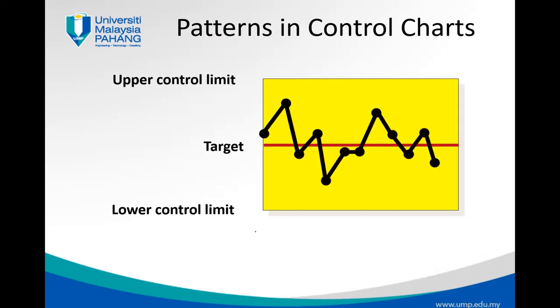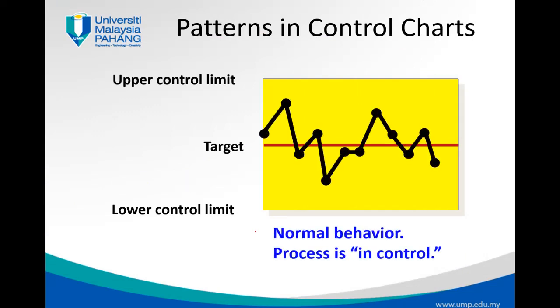Next is patterns in a control chart. Normal behavior of a process in a control chart: I already mentioned there are 4 items to be assessed. Are any of the points out of control? Is the number of points above and below roughly the same? Are the majority of the points located near the central point? And there is no obvious pattern in the graph.